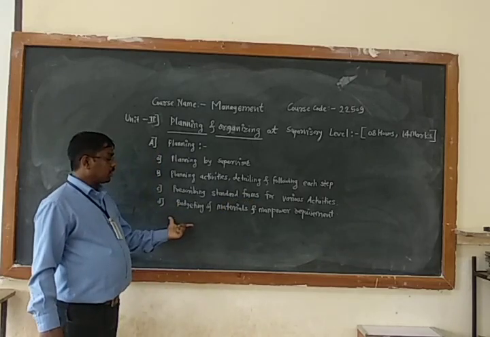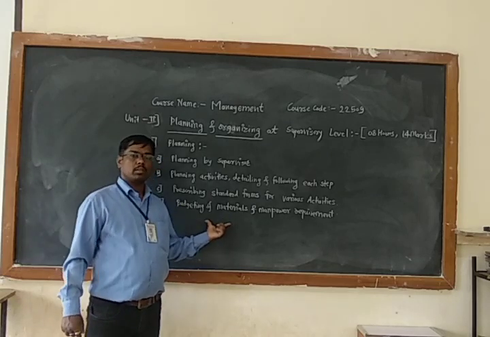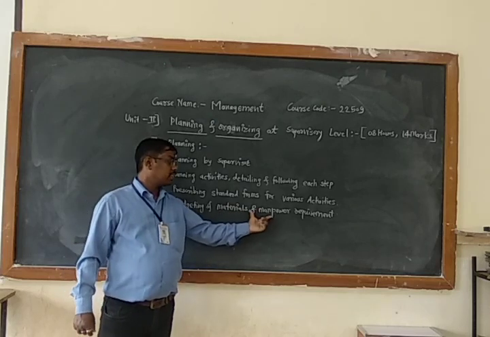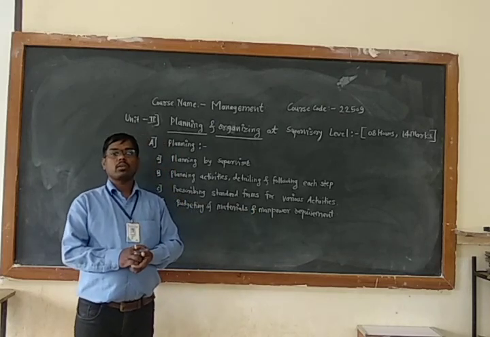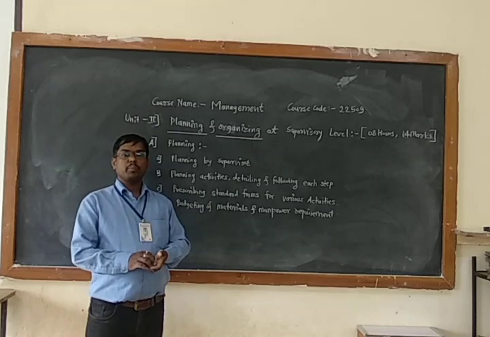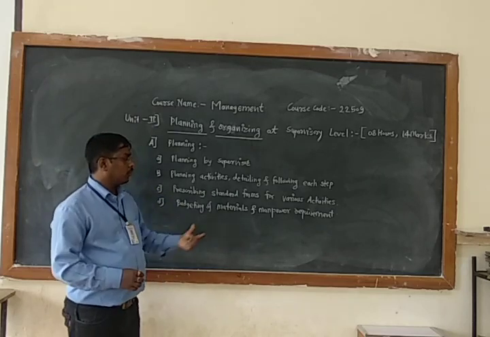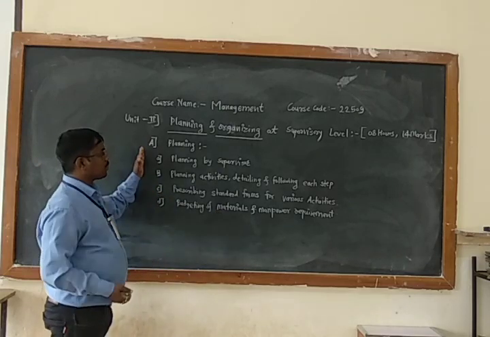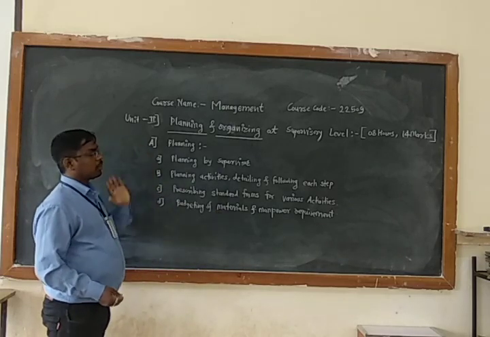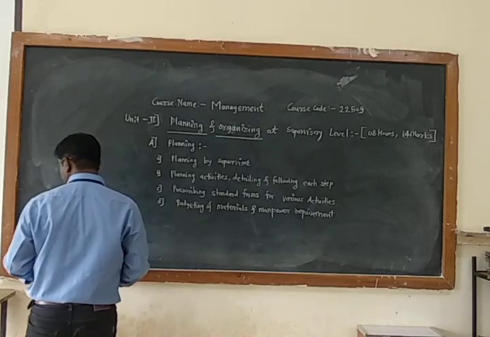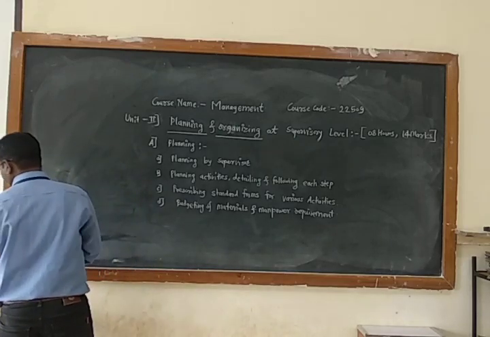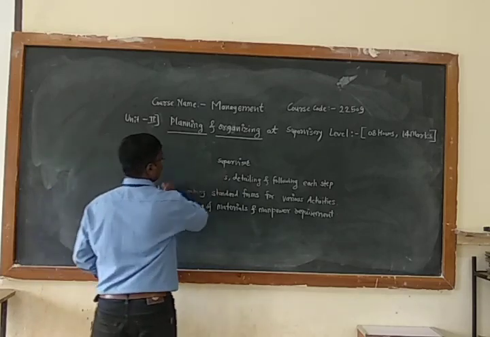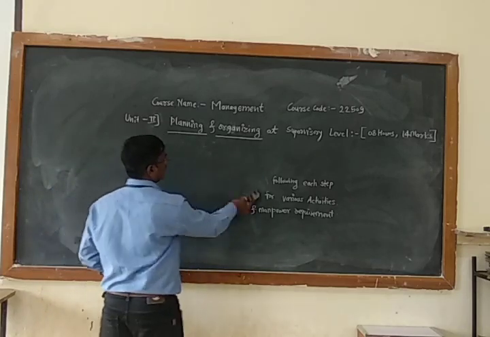The last one, that is nothing but the budgeting and materials. The budgeting requirement, the materials requirement, as well as the manpower requirement of that particular operation is to be submitted to the higher authority with that supervisory level. So this is the first part of unit number 2, that is nothing but the planning. The next part is nothing but organizing at supervisory level.